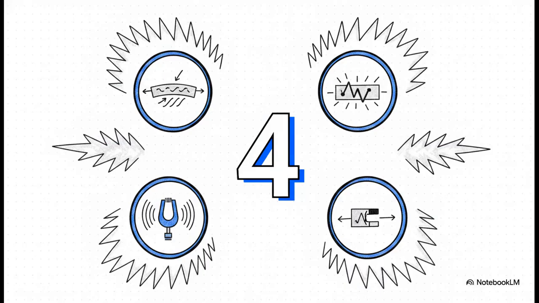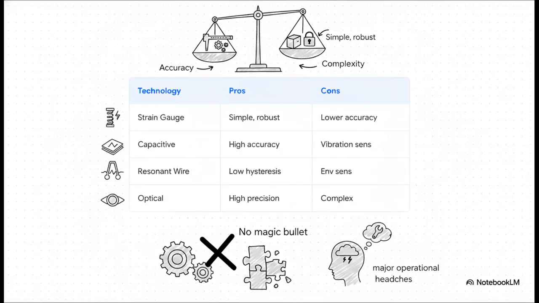Okay, let's dive right in. When you strip away all the fancy branding and the shiny metal housings, there are essentially just four principal sensing technologies used in modern process control to measure pressure. What's really fascinating here is how clearly this illustrates the engineering compromises at play. We're looking at strain gauge, capacitive, resonant wire, and optical sensors. Every single one of these four comes with distinct trade-offs between accuracy, complexity, and robustness.